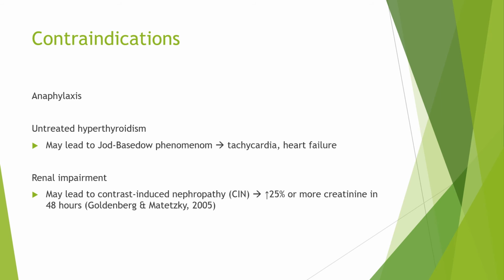The last thing that I want to talk about is renal impairment. For the most part, this is defined as an estimated glomerular filtration rate or an eGFR of less than 30. The main risk for patients in this range is developing contrast-induced nephropathy, which is defined as an increase of 25% or more of creatinine within 48 hours of administering contrast. This increase happens in the first 3 to 5 days, and creatinine usually returns to baseline by 2 weeks.